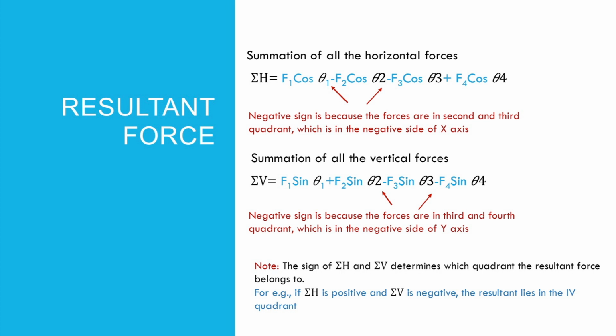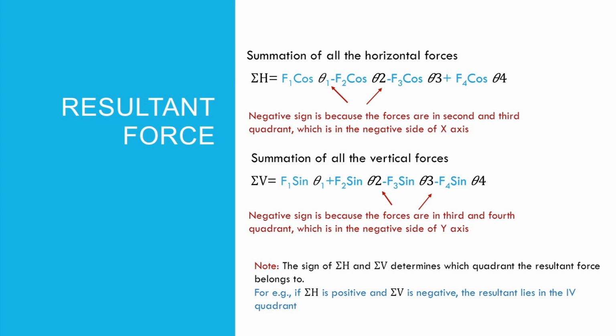Similarly, in sigma V, F3 and F4 are negative. The reason is that F3 and F4, the third force and the fourth force, are lying on the negative side of the y axis. Now, after we arrive at this point, we can understand that the summation of sigma H and the summation of sigma V will give us two different numerical values.